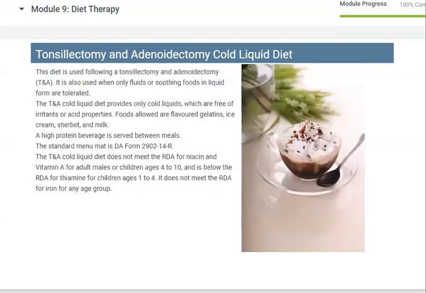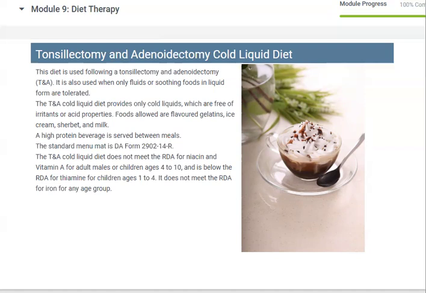Tonsillectomy and adenoidectomy cold liquid diet. This diet is used following a tonsillectomy and adenoidectomy, TNA. It is also used when only fluids or soothing foods in liquid form are tolerated. The TNA cold liquid diet provides only cold liquids, which are free of irritants or acid properties.